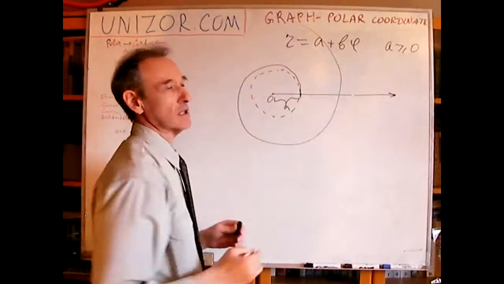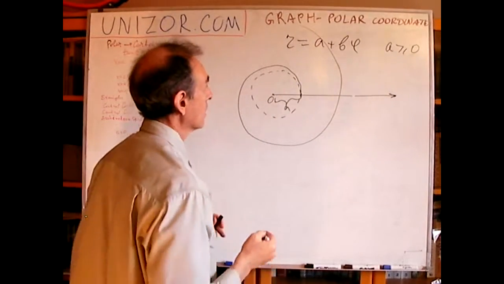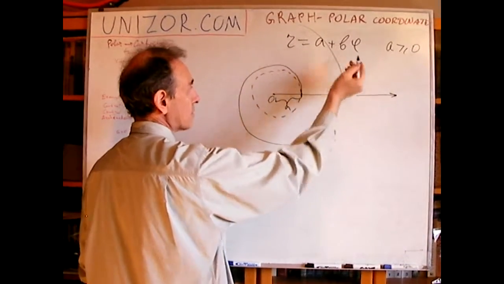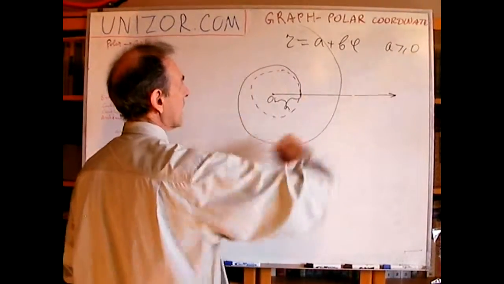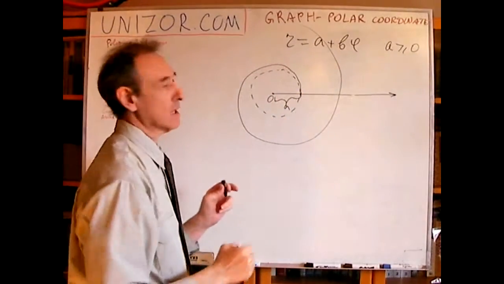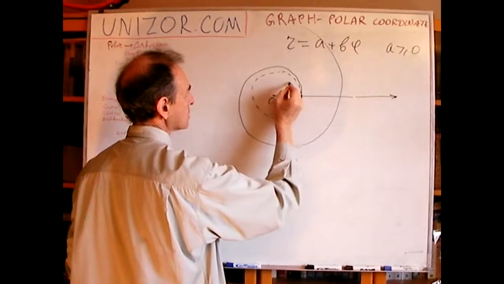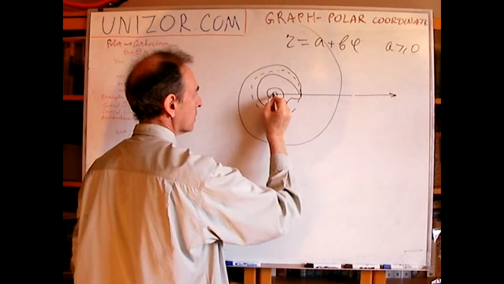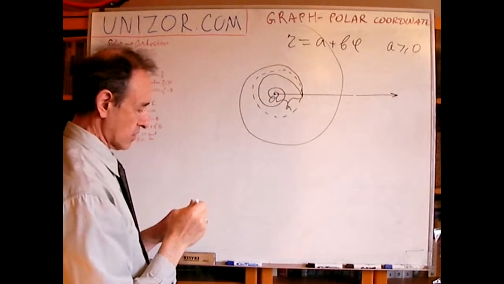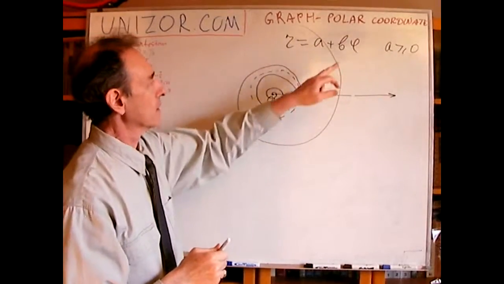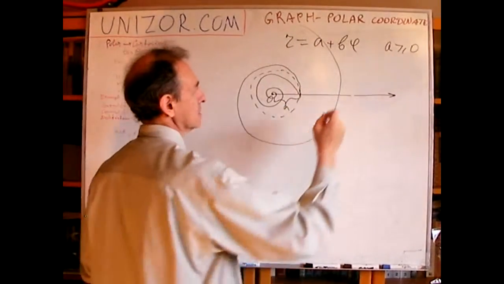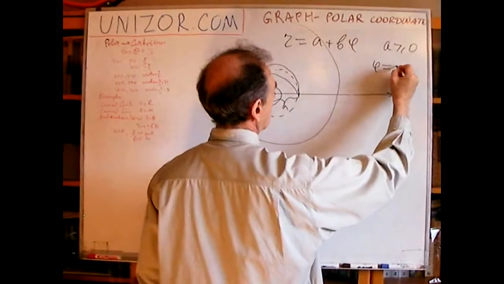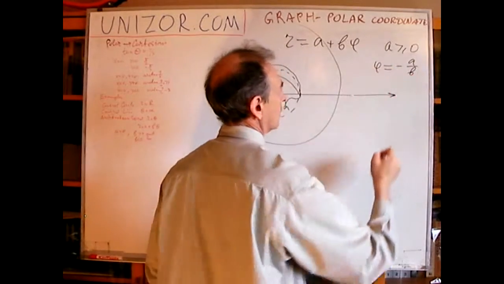If b is negative, what's interesting is that as phi is increasing, I'm subtracting basically something from a. So instead of going outside of this circle of the radius a, I'm going inside, so it goes this way, closer and closer and closer to 0. And at some point, I will reach r equal to 0 when phi is equal to, if this is 0, minus a over b.